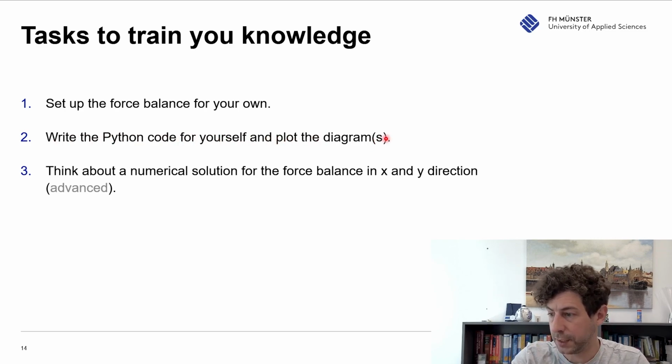All the code is in here. You can do it with the video, but do it for yourself to understand what the code is doing and what happens when you play around with it. And then think, and that's really advanced, think about a numerical solution for the force balance you set up here on your own in X and Y direction. So don't ask the computer to solve it for you. And this is already advanced, but it's a very, very good training.